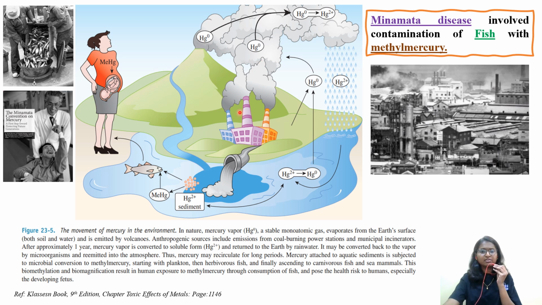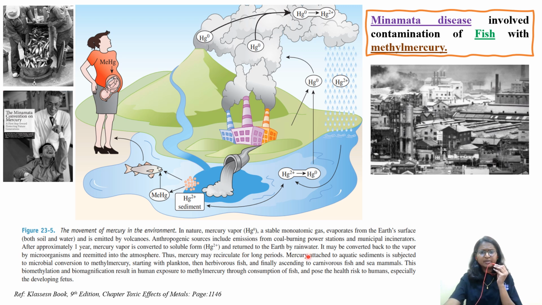Okay, slowly after 1 year, you can see anthropogenic sources. Okay, man-made sources include emission from the coal burning power stations and municipal incinerators. Approximately after 1 year, this gaseous form will convert into Hg plus 2. Okay, vapor is converted to the soluble form Hg plus 2 and returned to the earth by rainwater. So whenever there is rain, this soluble form will come into the water bodies.